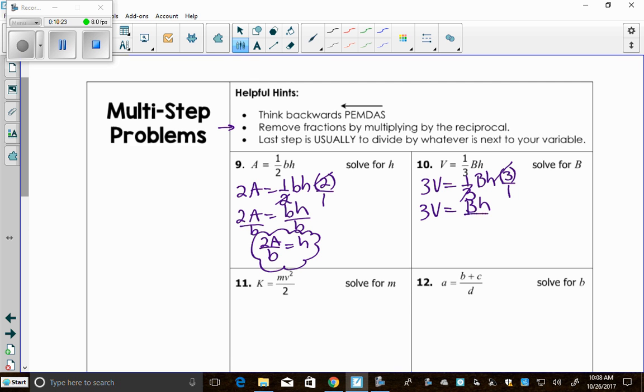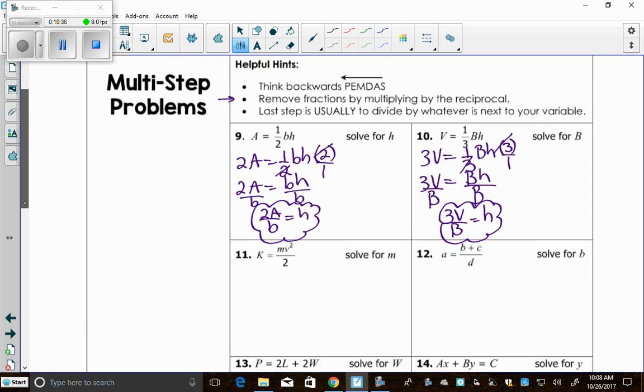And we're going to divide each side by capital B. So I end up with 3v divided by capital B equals H. Okay, I'm going to do 11, and then I'll give you a chance to do 12.